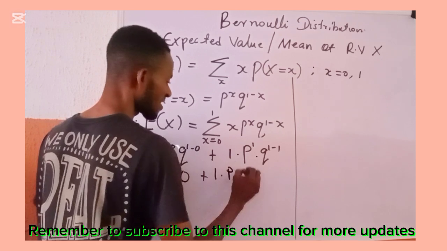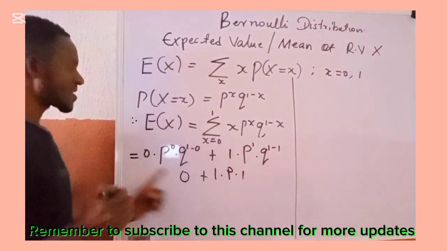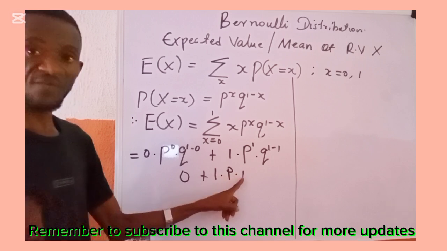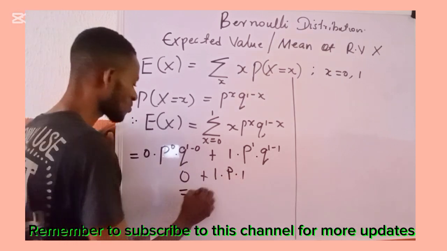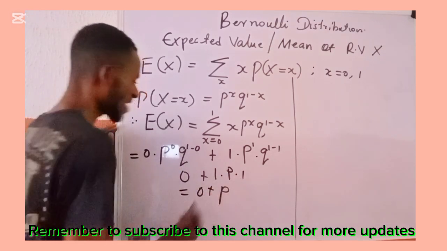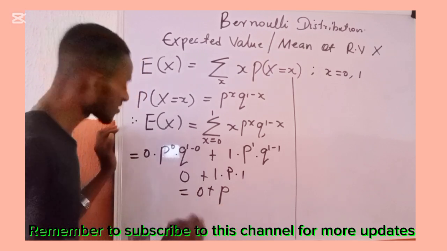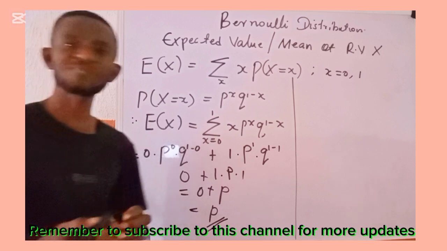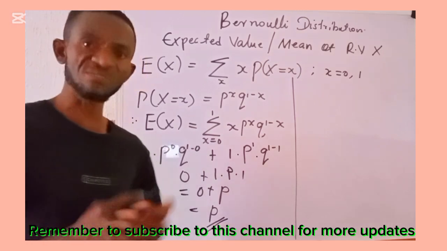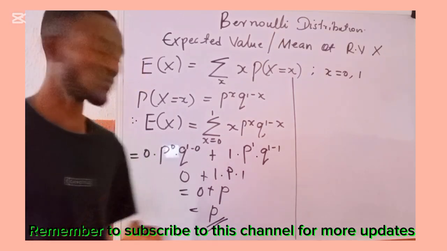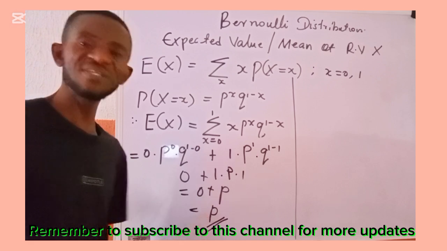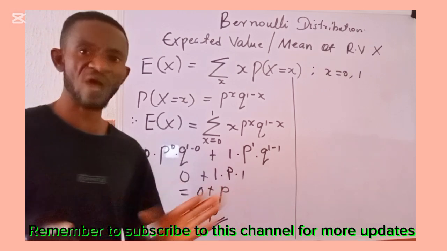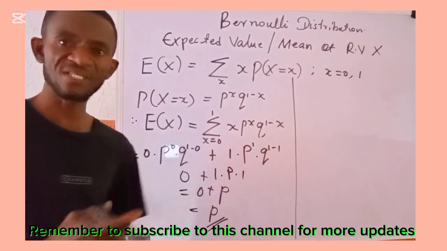So here is my P, here is 1. Now, of course, you know that 1 times P times 1 will equally give us P. So this thing becomes 0 plus P, and when 0 is added to anything, it doesn't change it. So here becomes our P. So the expected value of a Bernoulli distribution or a Bernoulli random variable is given as P, being the probability of a success. So anywhere, anytime you are asked that kind of question, bear it in mind.